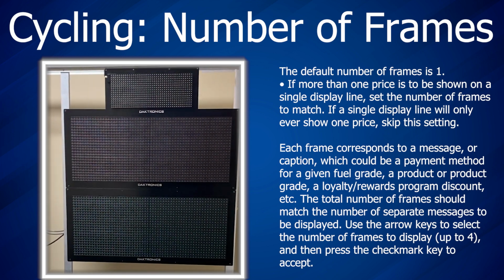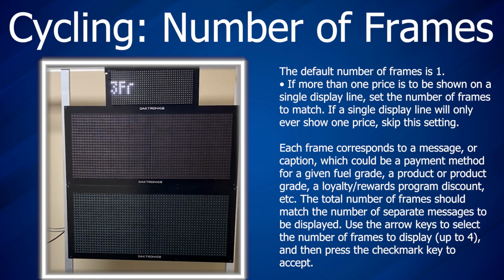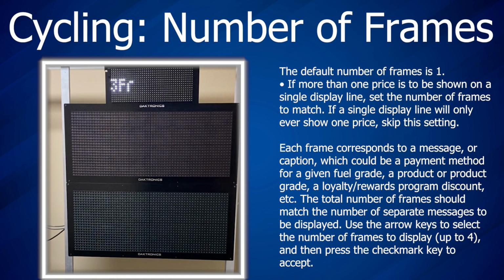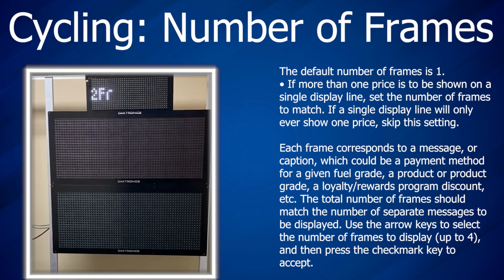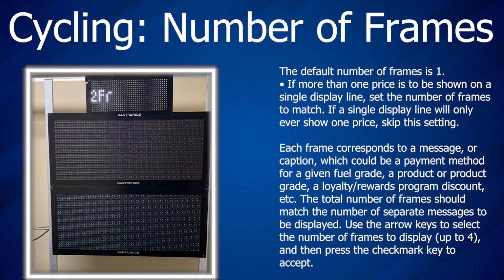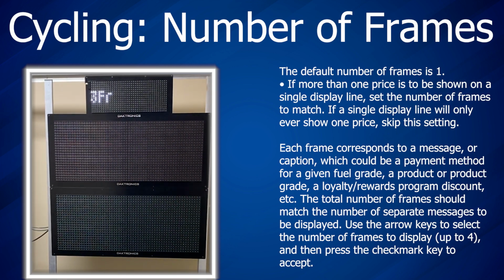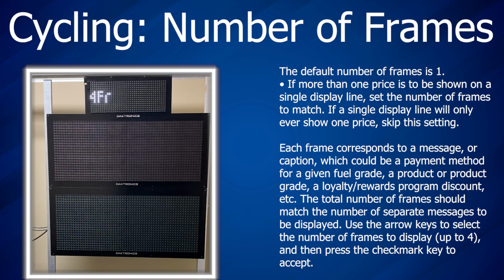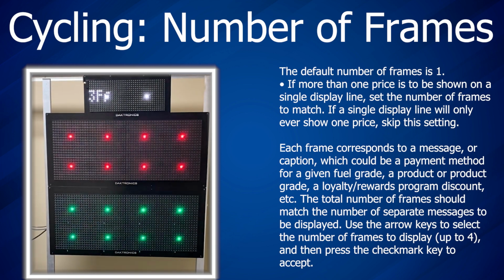First, the default number of frames is 1, so if a single display line will only ever show one price, you may skip this setting. Each frame corresponds to a message or a caption, which could be a payment method for a given fuel grade, a product or product grade, a loyalty or rewards program discount, etc. The total number of frames should always match the number of separate messages to be displayed.